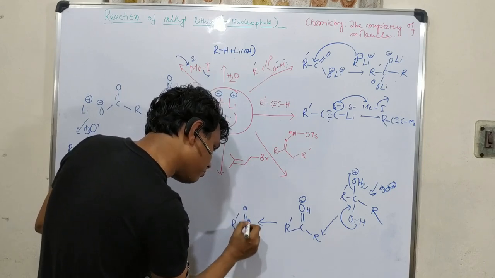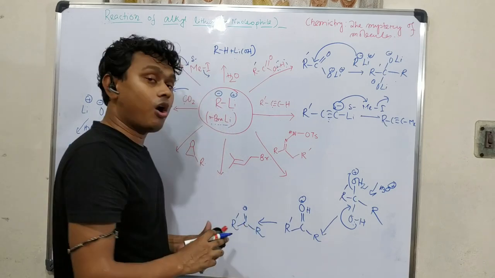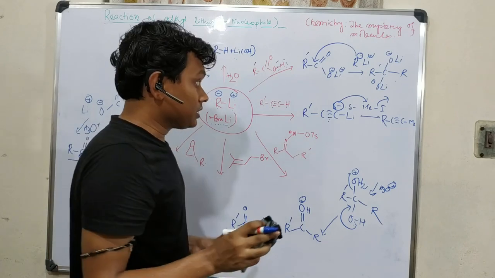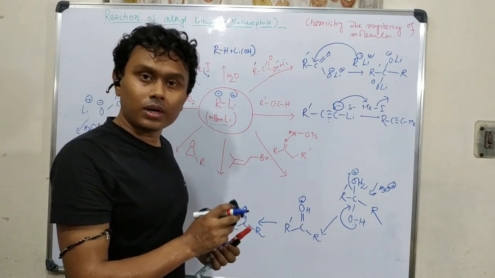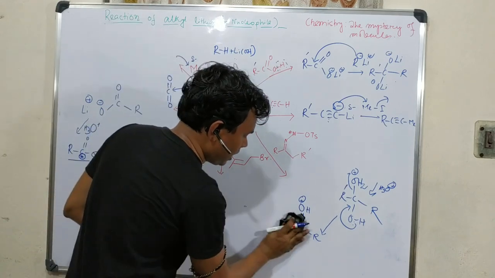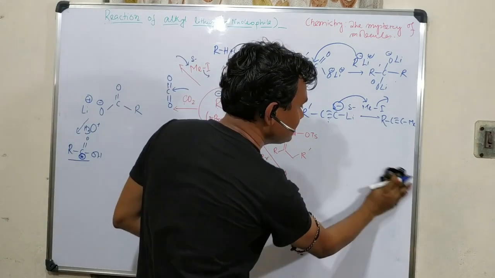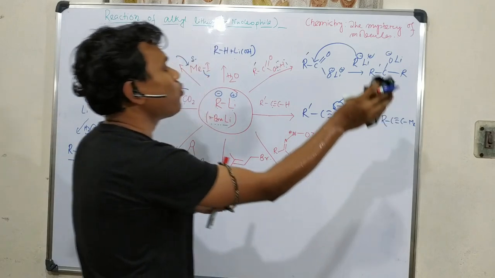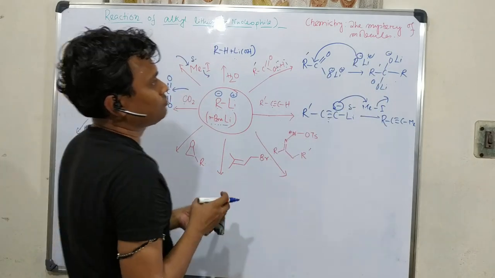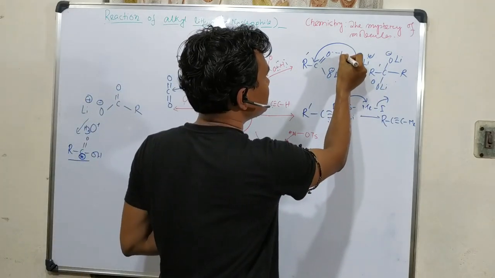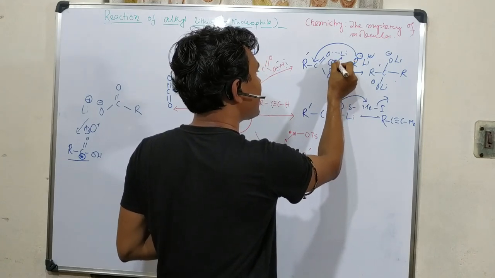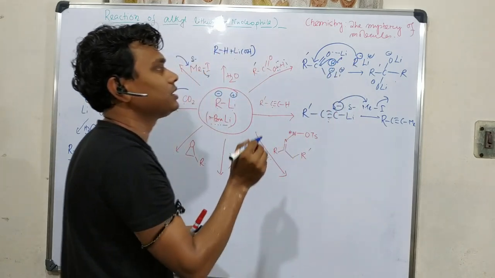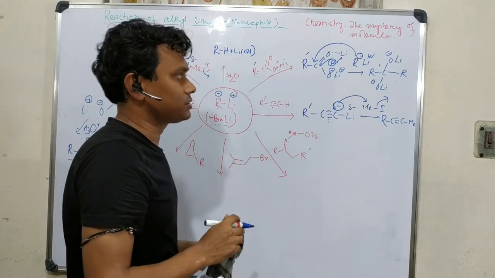So this is a method for the conversion of carboxylic acid into carbonyl compound. Now, how is this reaction happening? This reaction happens as a 1,2 transfer, meaning lithium first coordinates to this center, and the corresponding attached alkyl group is transferred to this center. In this way this reaction happens.